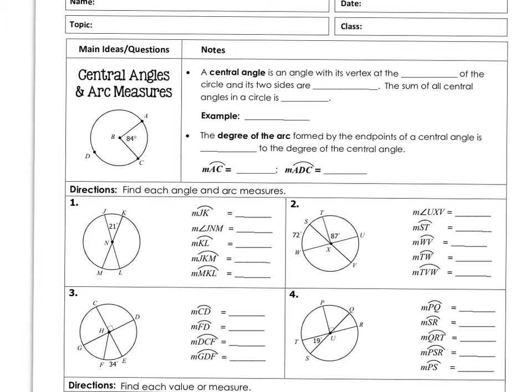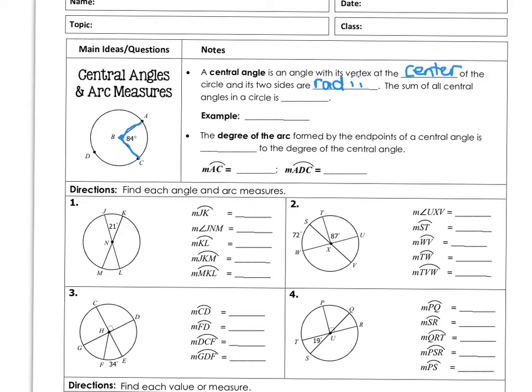All right, guys, we're going to start central angles and arc measure. So a central angle is an angle with its vertex at the center of the circle, so right here at B, and its two sides are radii. So they're the radius of this circle.